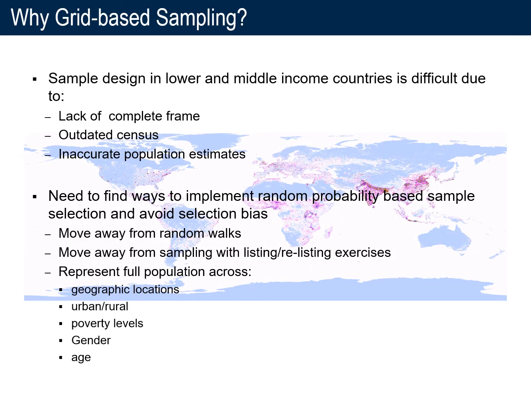So why did we start using grid-based sampling? Sample design in lower and middle income countries has long been a difficult issue. This is because it's difficult to get a complete frame. There are often outdated census data and inaccurate population estimates. We needed to find ways to implement a random probability-based sample selection while avoiding selection bias. We wanted to move away from random walks, move away from sampling with listing and relisting exercises, while representing full population across geographic locations, urban and rural areas, poverty levels, gender, and age.